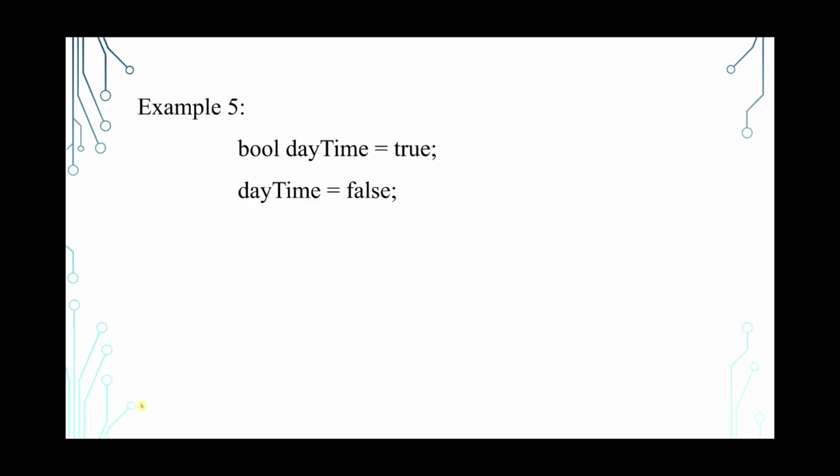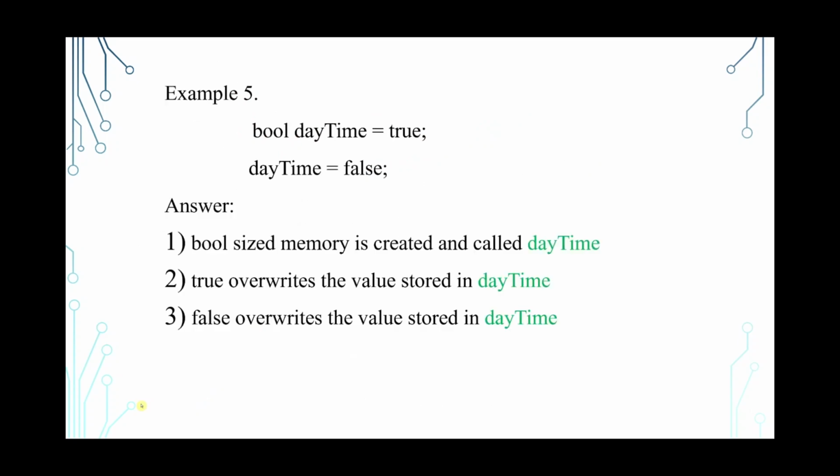Example 5. bool datetime = true, datetime = false. So 3 steps. Create datetime of type bool. Assign it the true value, so true overwrites the value stored in datetime. Then overwrite it again with false. False overwrites the value stored in datetime.